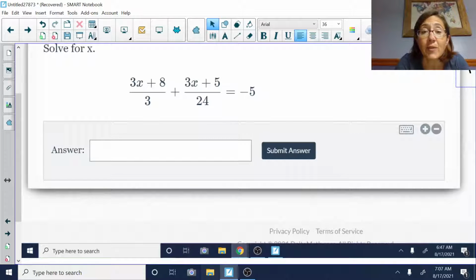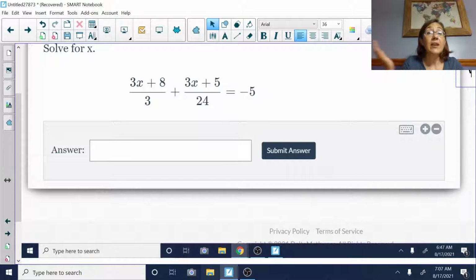Do you see the 3 and the 24? What would be a good common denominator you could use for those? Remember, you can take a little number and multiply it to make it a bigger number. So 24 would be a nice number we could use here. So here's what I'm going to do.